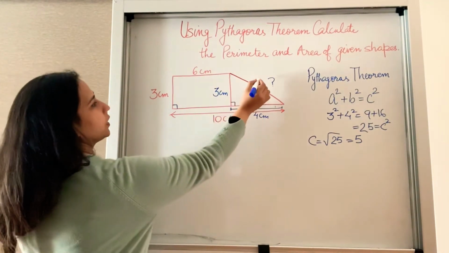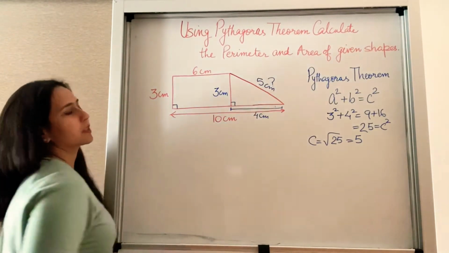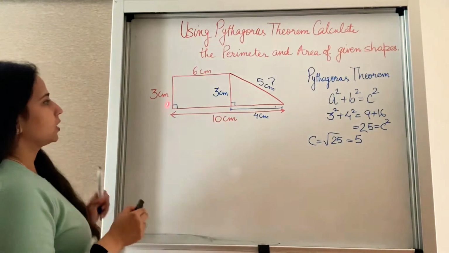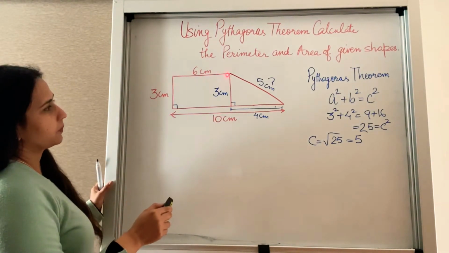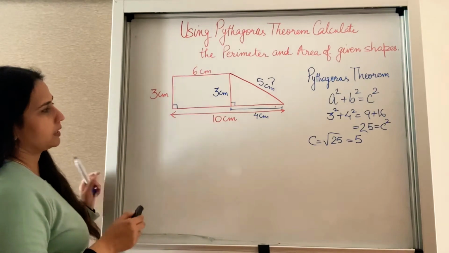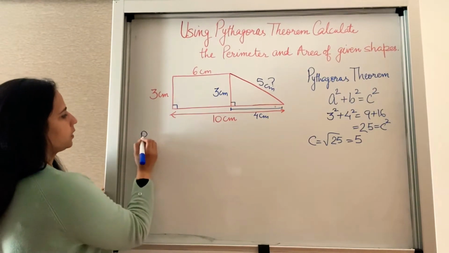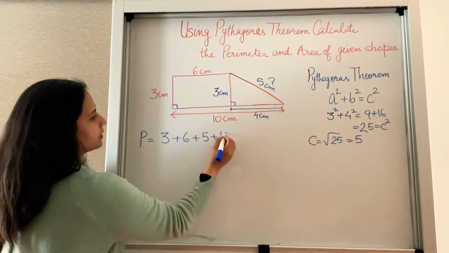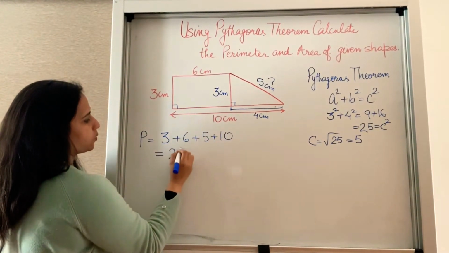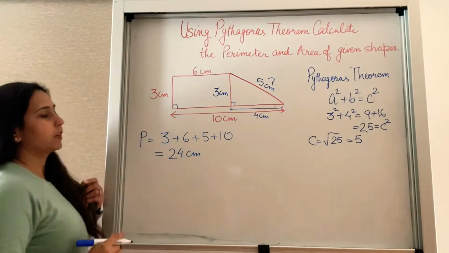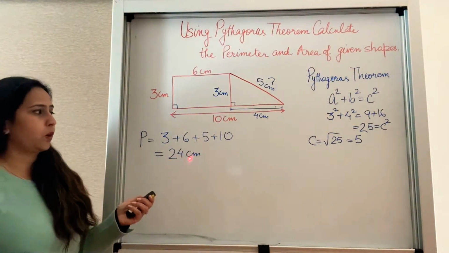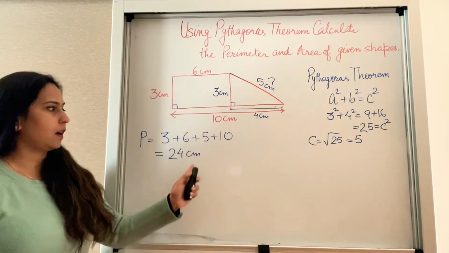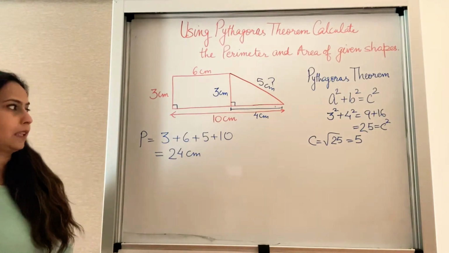So this side is now known to be 5 centimeters. We just found it. When we talk about the perimeter, perimeter is the outer length. So this will be 3 plus 6 plus 5 plus this whole side, which is 10. So the perimeter is equal to 3 plus 6 plus 5 plus 10. All this adds up to 24 centimeters. Don't forget to write the units. It's a must in measurement questions to write the unit. Each of these is measured in centimeters, so the answer for the perimeter is in centimeters again.